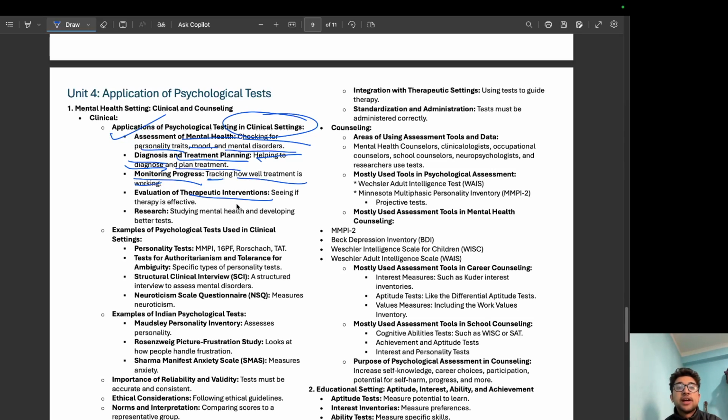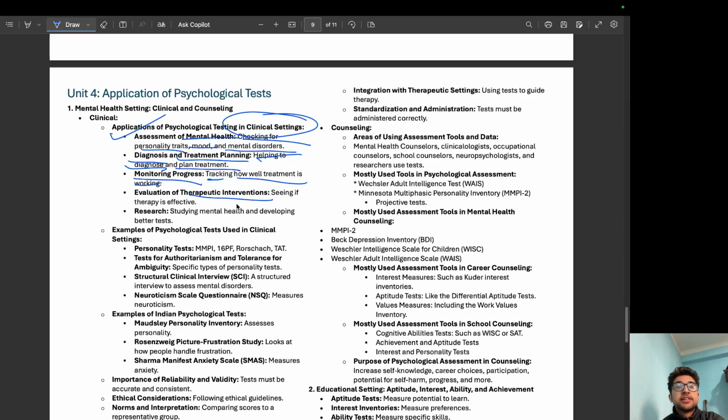So we are going to assess for mental health, that's the first thing. Second, we also use tests for diagnosis and treatment planning. Third, for monitoring the progress. Fourth, we evaluate therapeutic intervention as well. And we can also do research, studying mental health and developing better tests. That's what we do in mental health settings.